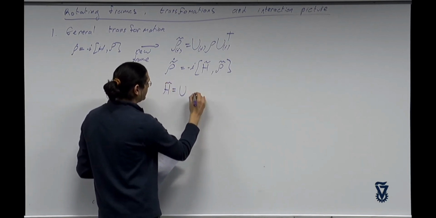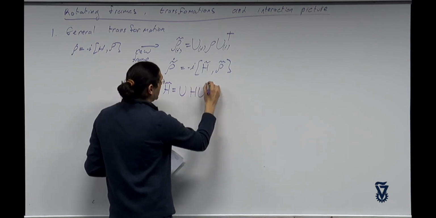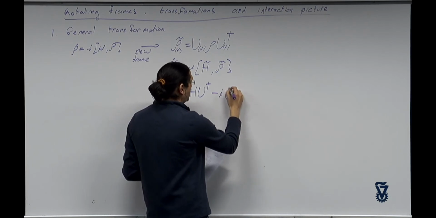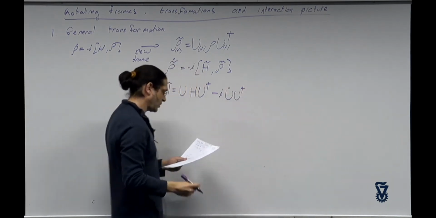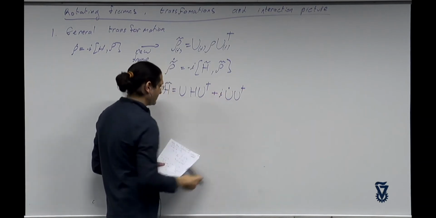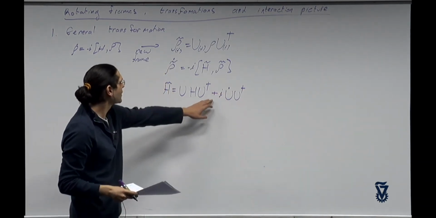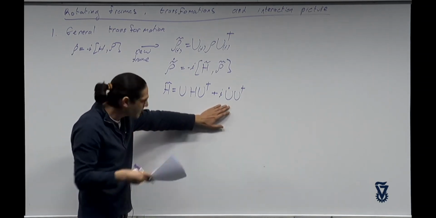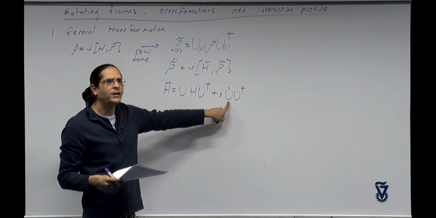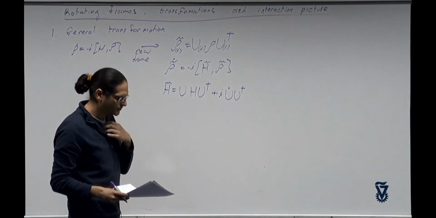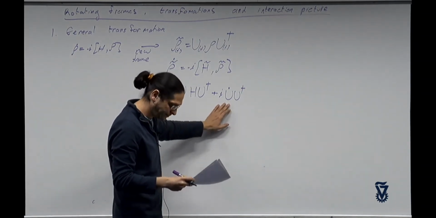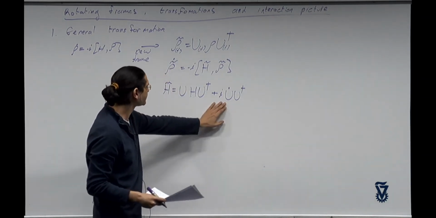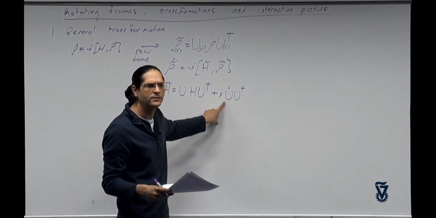But H in the new frame is transformed like this. It is U H U dagger minus i U dot U dagger. Sorry, there's a plus, not a minus. There's this time-dependent term that comes about when U has a time dependence.